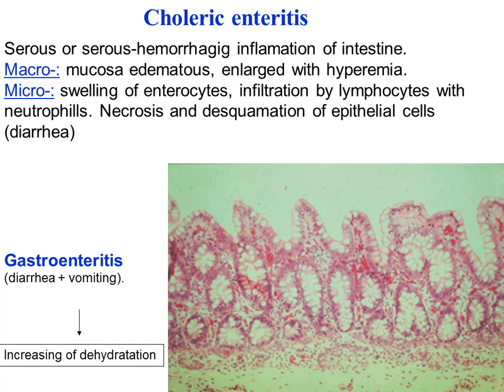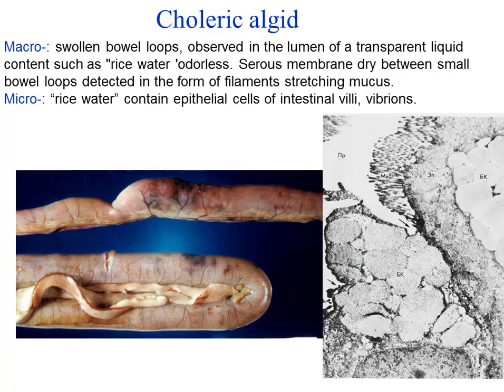Visualized swelling of enterocytes, lymphocytic infiltration with an admixture of neutrophils. Necrosis and desquamation of epithelium will be the main masses in the diarrheal stool. In the phase of gastroenteritis, dehydration markedly increases, since the clinical manifestation is accompanied by the accession of vomiting, the resulting shift in the phase of cholera algid.